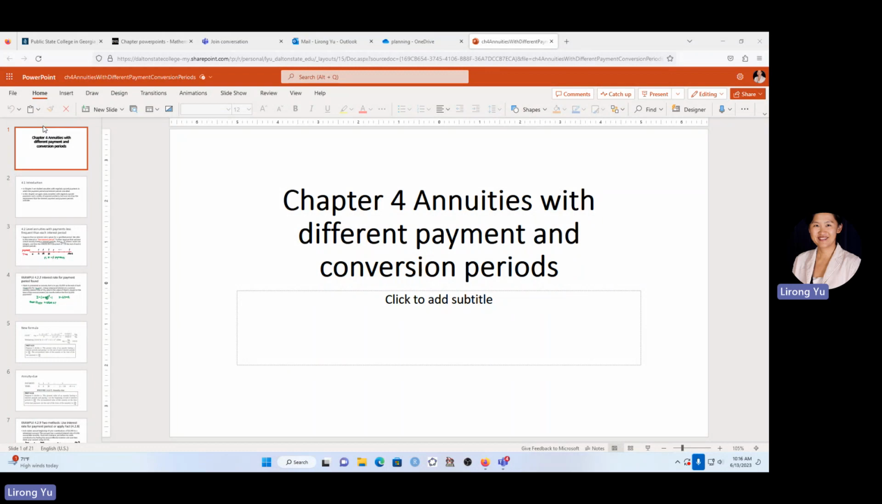That is the assignment for this week. Chapter 4, the title is Annuity with Different Payment and Conversion Period.